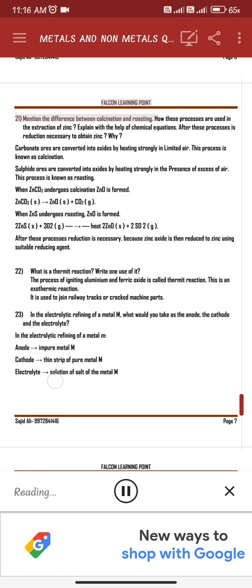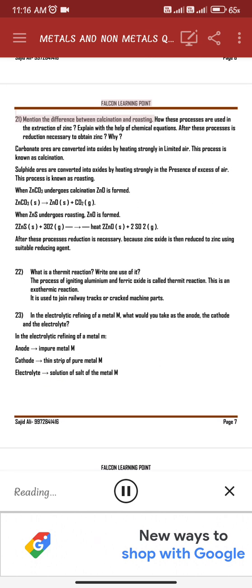Falcon Learning Point 21. Mention the difference between calcination and roasting. How are these processes used in the extraction of zinc? Explain with the help of chemical equations. After these processes, is reduction necessary to obtain zinc? Why? Carbonate ores are converted into oxides by heating strongly in limited air. This process is known as calcination. Sulfide ores are converted into oxides by heating strongly in the presence of excess air. This process is known as roasting.